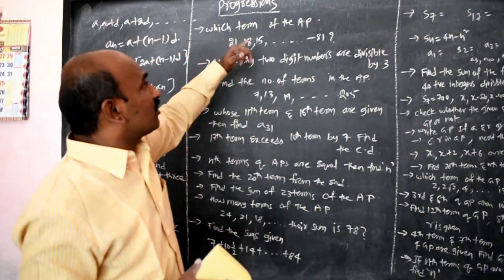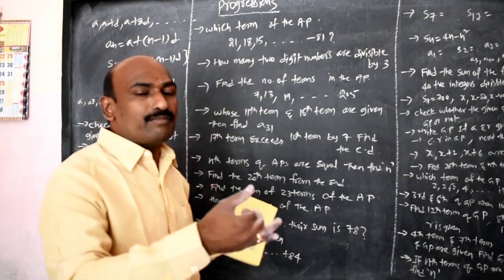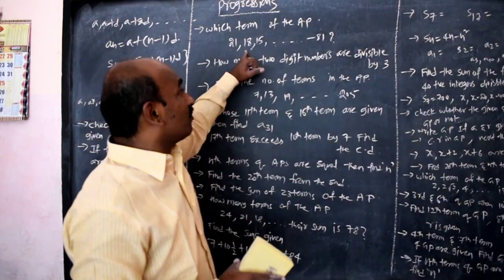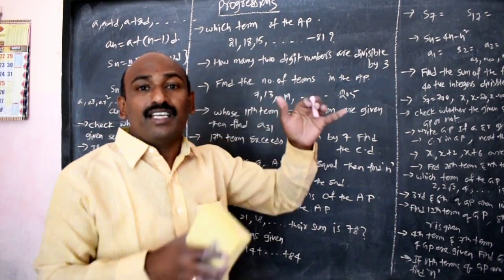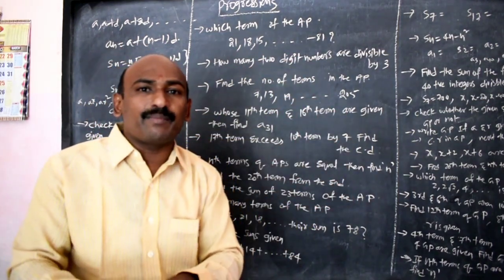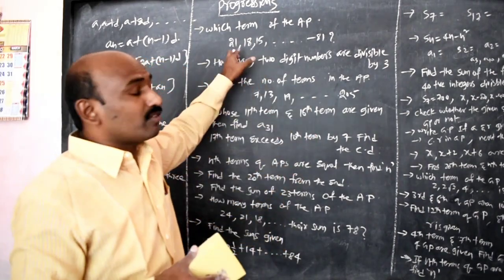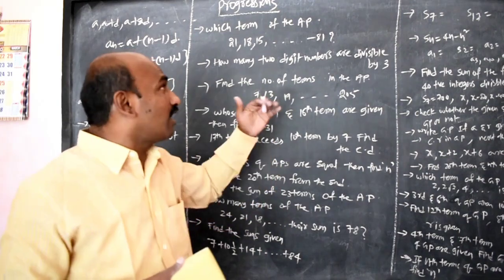But when he is saying which term of the AP, they can ask two types. Is there any term minus 5 that exists in this series or not? Or if they ask which term of the AP, we need to get an integer. Sometimes they can ask is there any term 0 in that series. If you get an integer, we can say that definitely it is a term in that series. That integer also should be a positive integer, meaning 1 onwards.